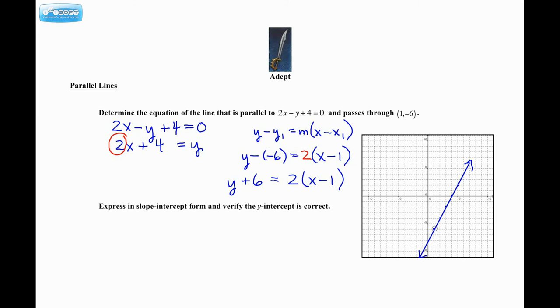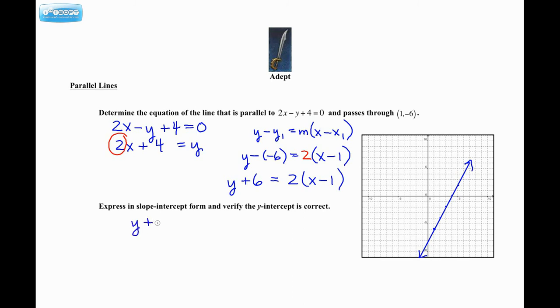Okay, next it says express in slope-intercept form and verify the y-intercept is correct. Okay, well, we know, now that we've graphed our line, that our y-intercept is negative 8. So if we convert this to slope-intercept form, y equals mx plus b, hopefully we will get a minus 8 in there. So let's see that that actually happens.